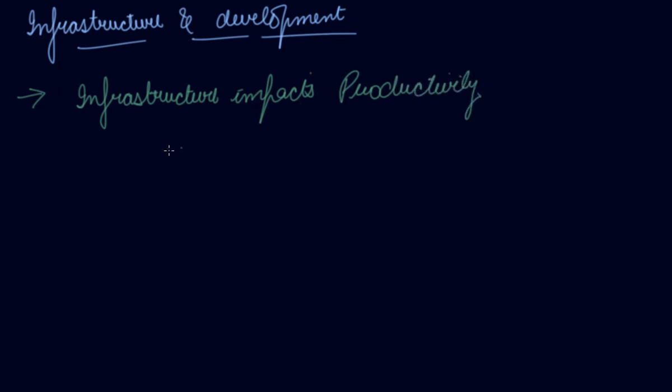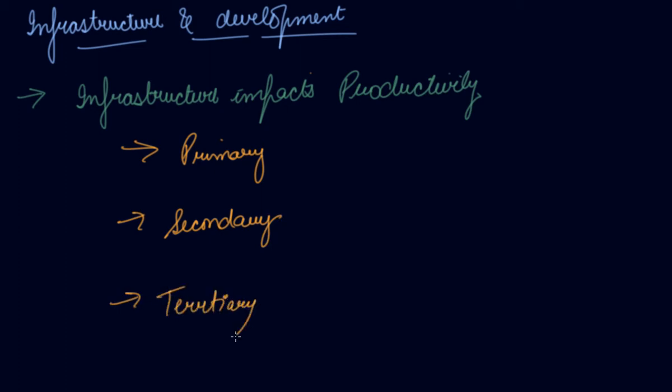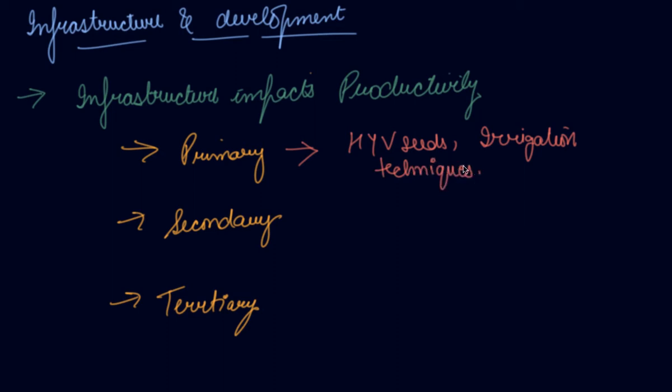Now see, there are three sectors in the economy. We are talking about the development. So the primary sector, secondary sector, and the tertiary sector. Right. Earlier, what was the problem? That the farmers do not have a permanent means of irrigation. Now due to infrastructure, what has happened? HYV seeds, irrigation techniques have increased, which has helped to increase the productivity, which has helped to increase the agriculture produce. So output which was earlier produced has increased due to the infrastructure development.